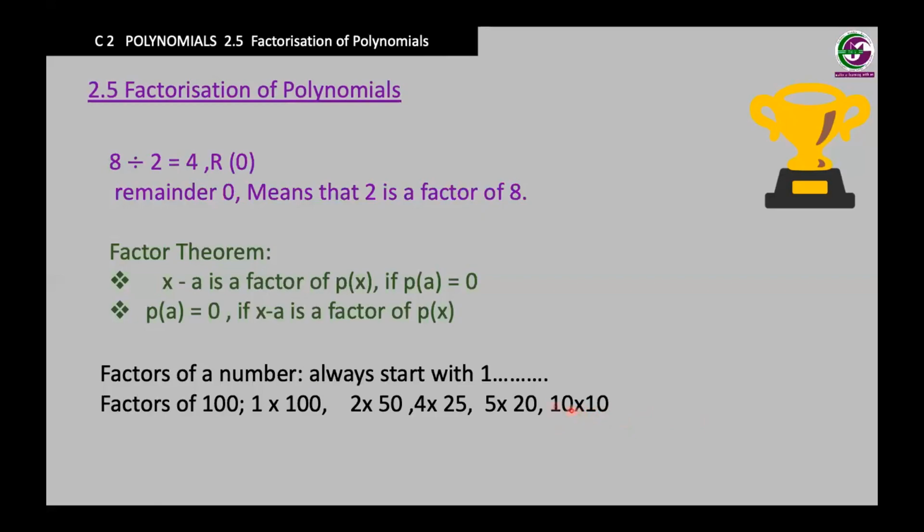So what are the factors of 100? Just write them in order from 1 to the given number: 1, 2, 4, 5, 10, 20, 25, 50, and the last number will be the given number itself, because every number has 1 and itself as factors. Hope the word factors is clear to you. This is a simple idea.